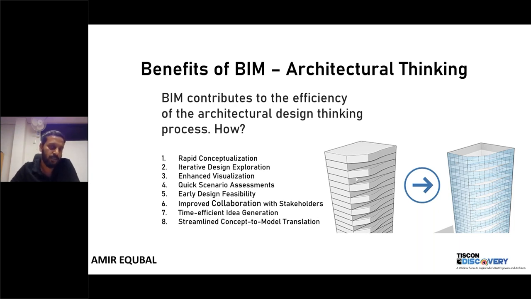You can assess the scenarios very quickly because it's three-dimensional. It has all the information; you can even have the temperature, the lighting, and all of the analysis there. You can check the feasibility as well.